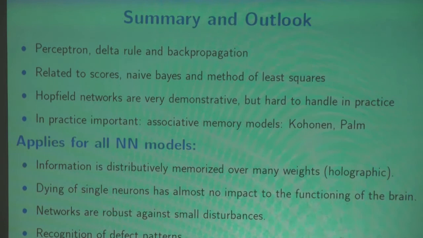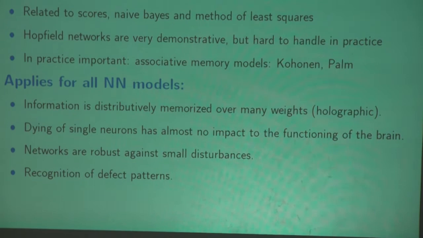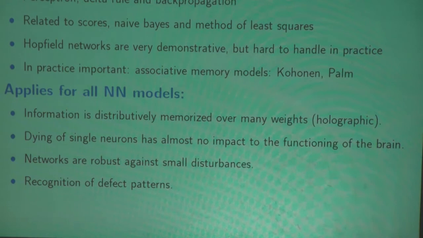Okay, we looked at Hopfield networks, which are very nice, but due to the nonlinear dynamics, we may get chaotic dynamic behavior, and that's why they are not used in practical applications. Associative memories are quite important in practice, Kohonen and Palm models. And now let me make some remarks about all the neural network models. And that was one of the reasons why they were so popular in the 1980s.